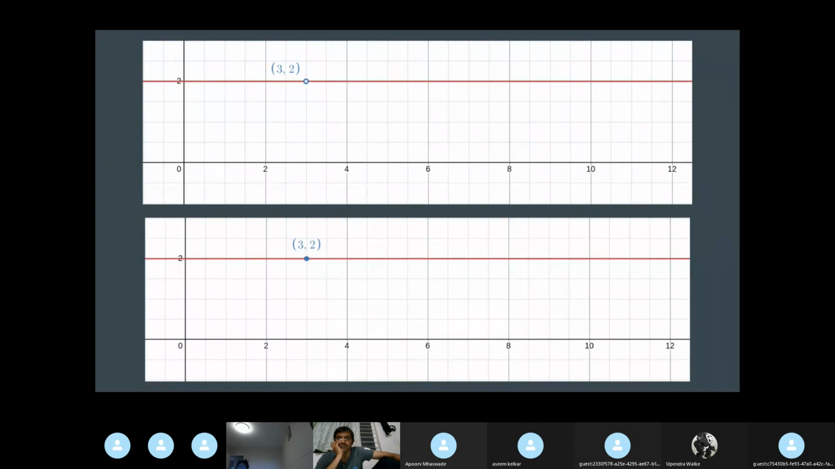However, in the top one, if you choose an x value of 3, the value of the graph at that point will be undefined for the top graph. But for the bottom graph, since it's a closed circle, it will also be 2. Yeah, just wanted to make that clear.